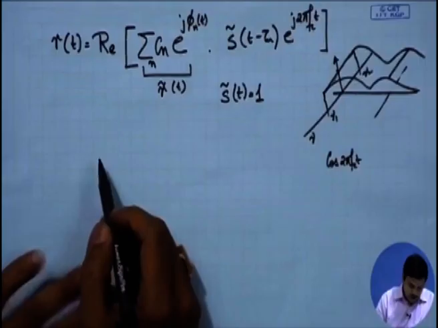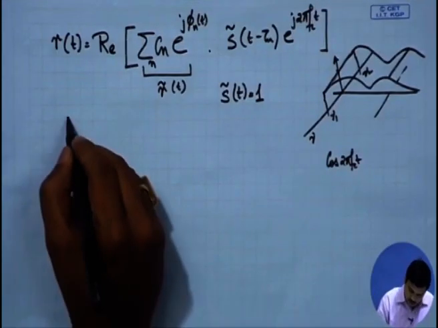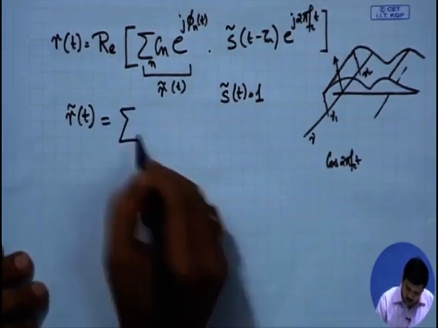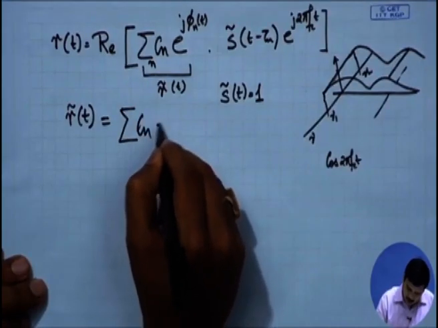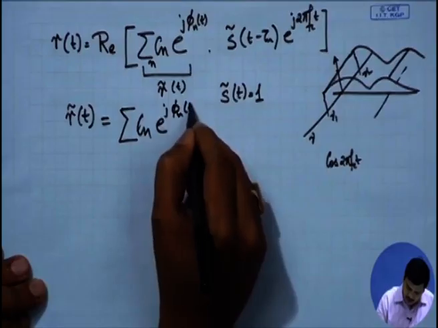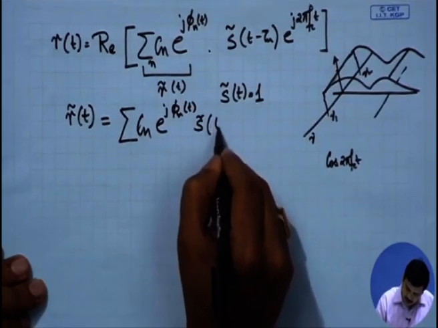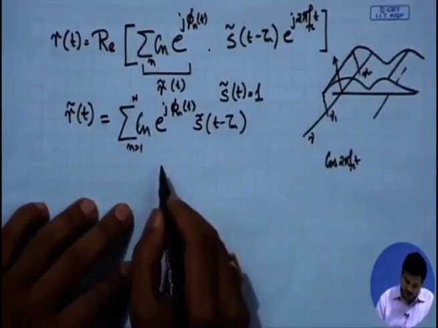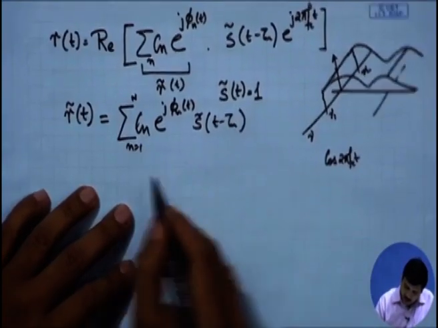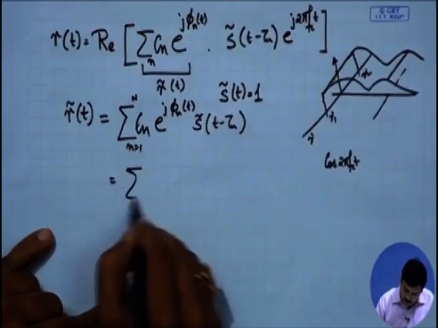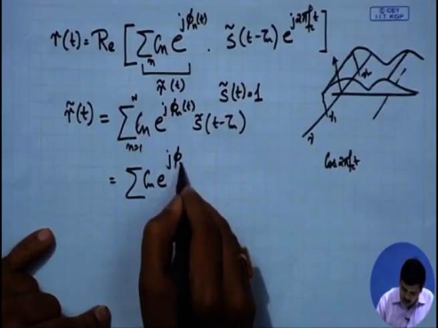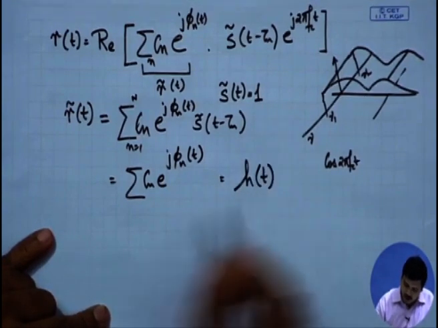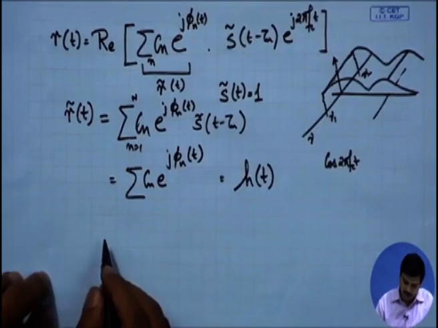Now, we basically have r tilde of t equal to sum over C_n e to the power of j phi_n of t s tilde of t minus tau_n, n equal to 1 to N, or in other words, with s tilde of t equal to 1, we have sum over C_n e to the power of j phi_n of t, which is also equal to h of t, as we have seen in the previous lecture.